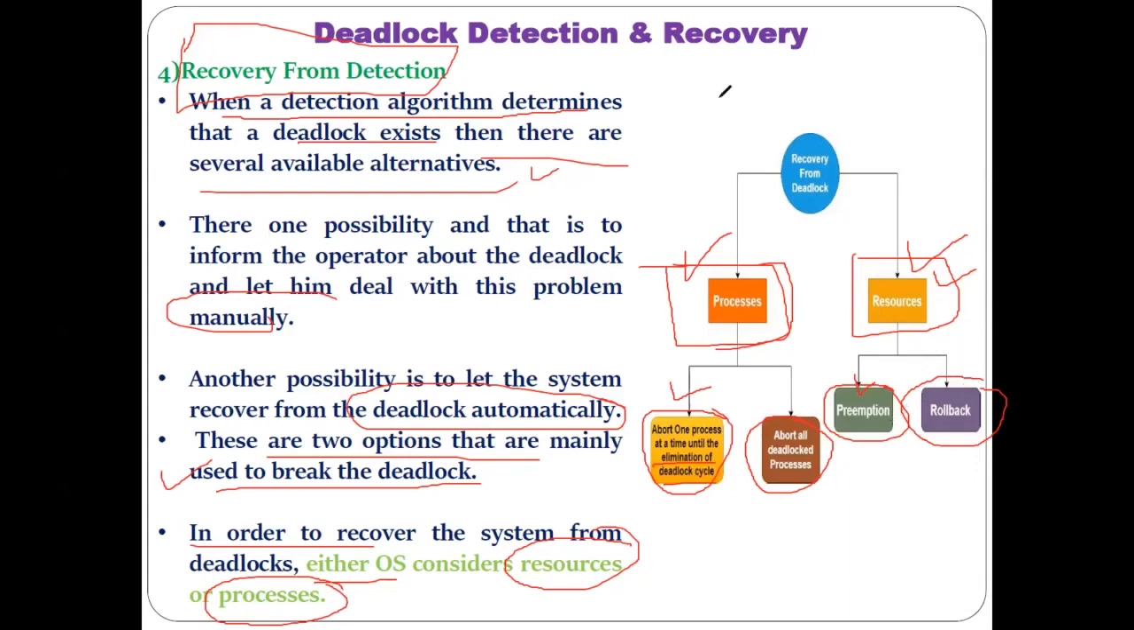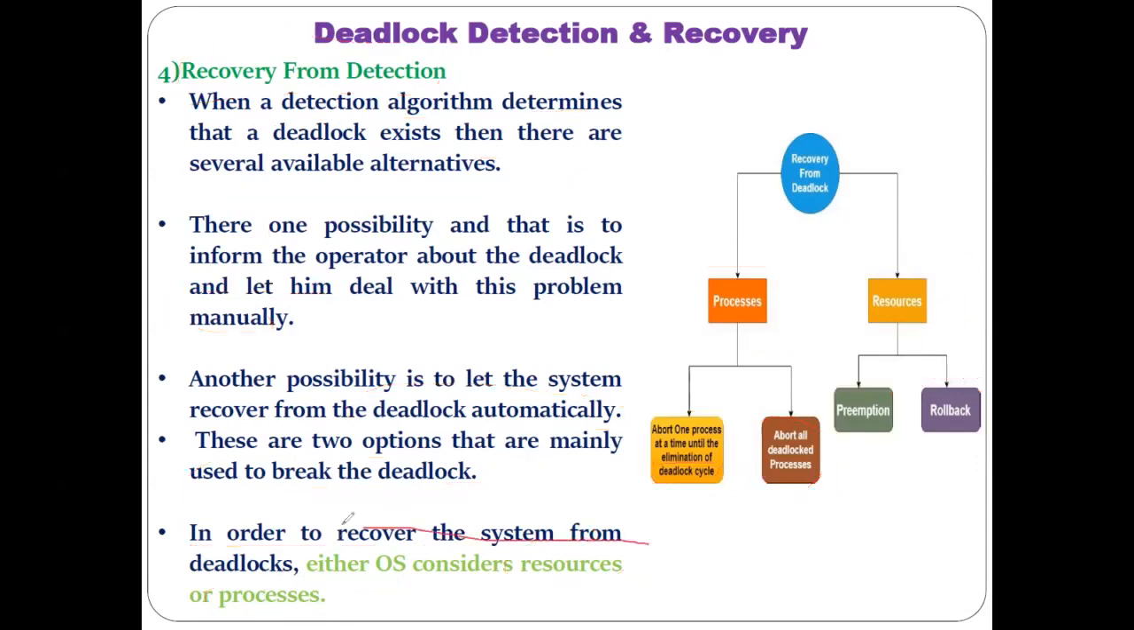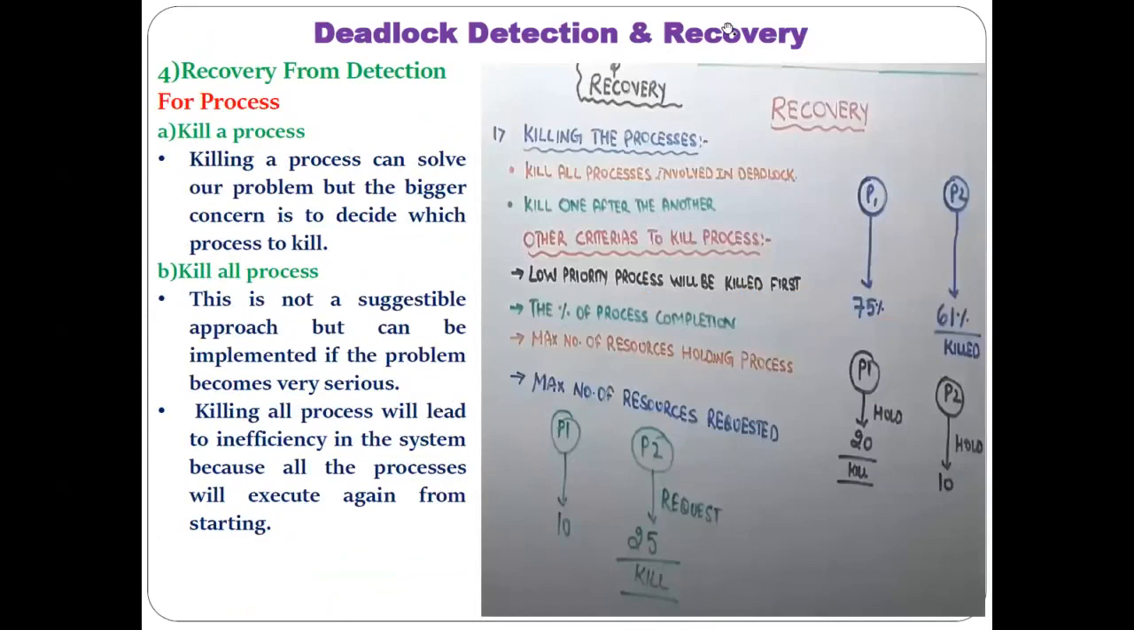So after the deadlock detection, the operating system considers two levels for the recovery from the deadlock. One level is the process level, another level is the resource level. Okay, so let's see it in detail. Recovery from the deadlock at the process level means recovery from the deadlock by taking the help of the process or by applying some strategies or operations on the process.